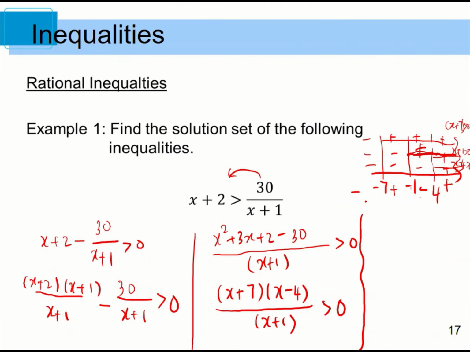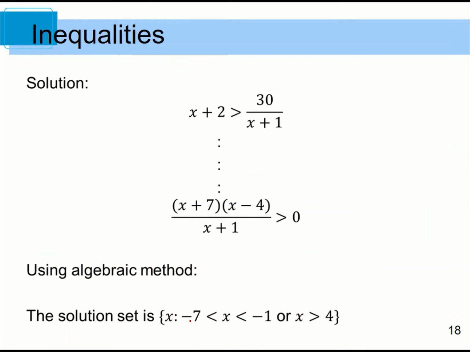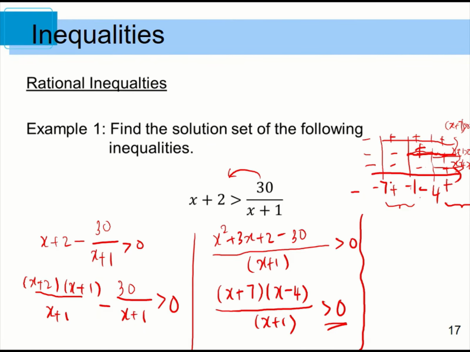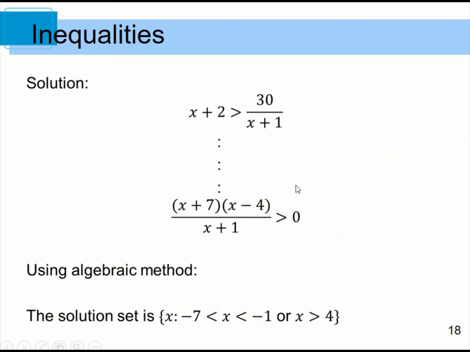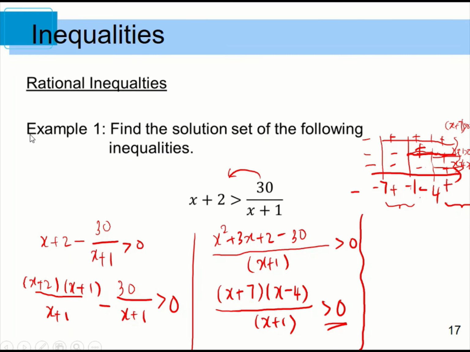Again, to get more than 0, we take this interval, and x is more than 4 this interval. So our solution will be x is between -7 and -1, where we have positive, more than 0, and where x is more than 4, we have positive. So when x is more than 4. So this is another way to solve the question.